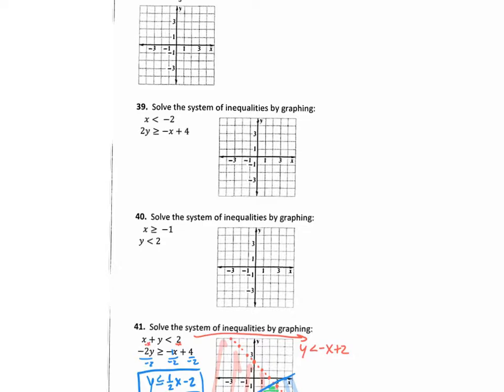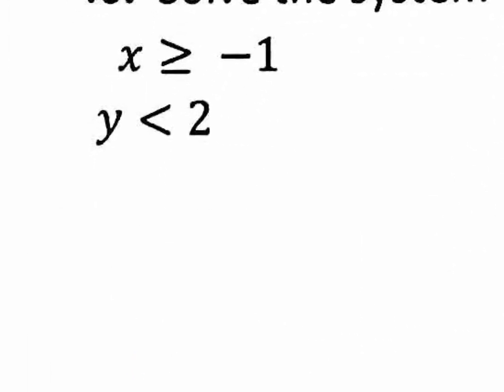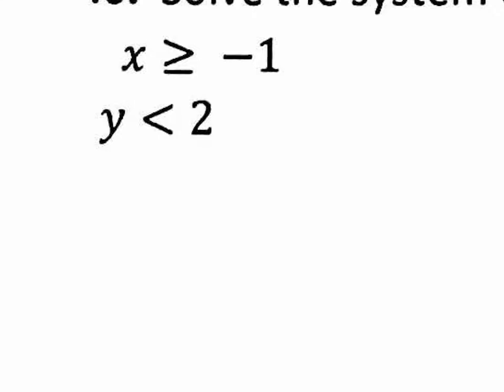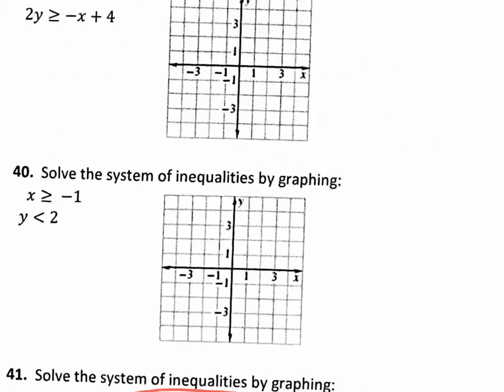Keep in mind, guys, that when you have y equals a number or y inequality in a number, it's going to be a horizontal line left to right. When you have x, an inequality on a number, it's going to be a vertical line up and down. Okay, just keep that in mind when you do the previous two questions.